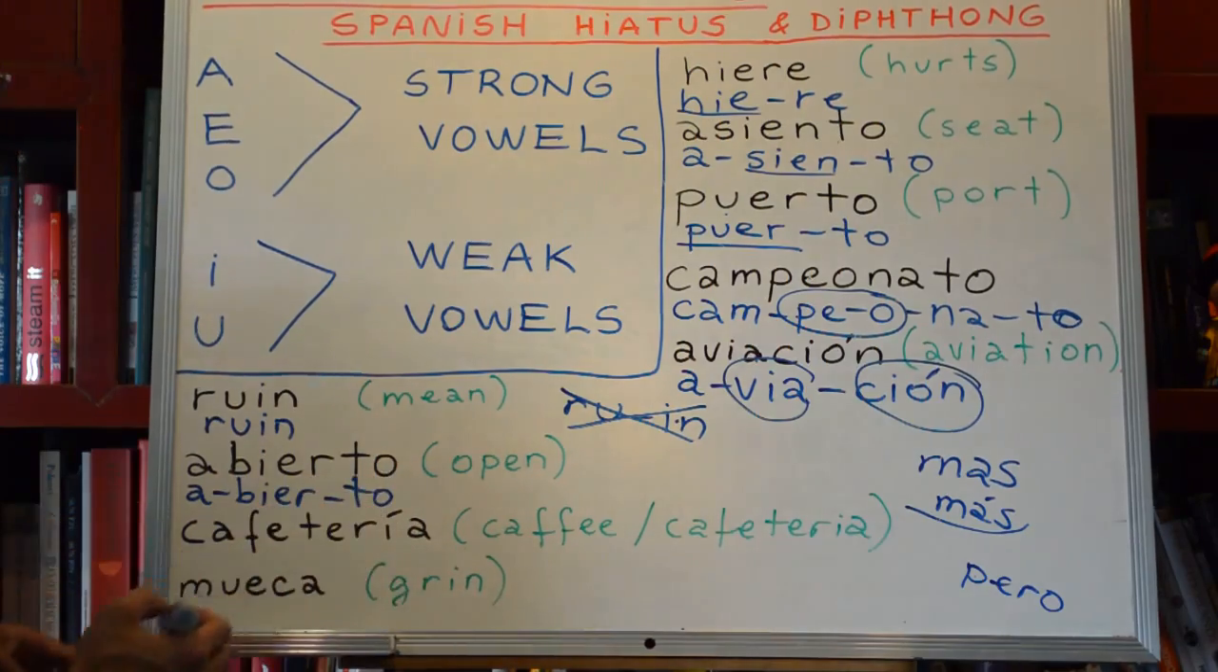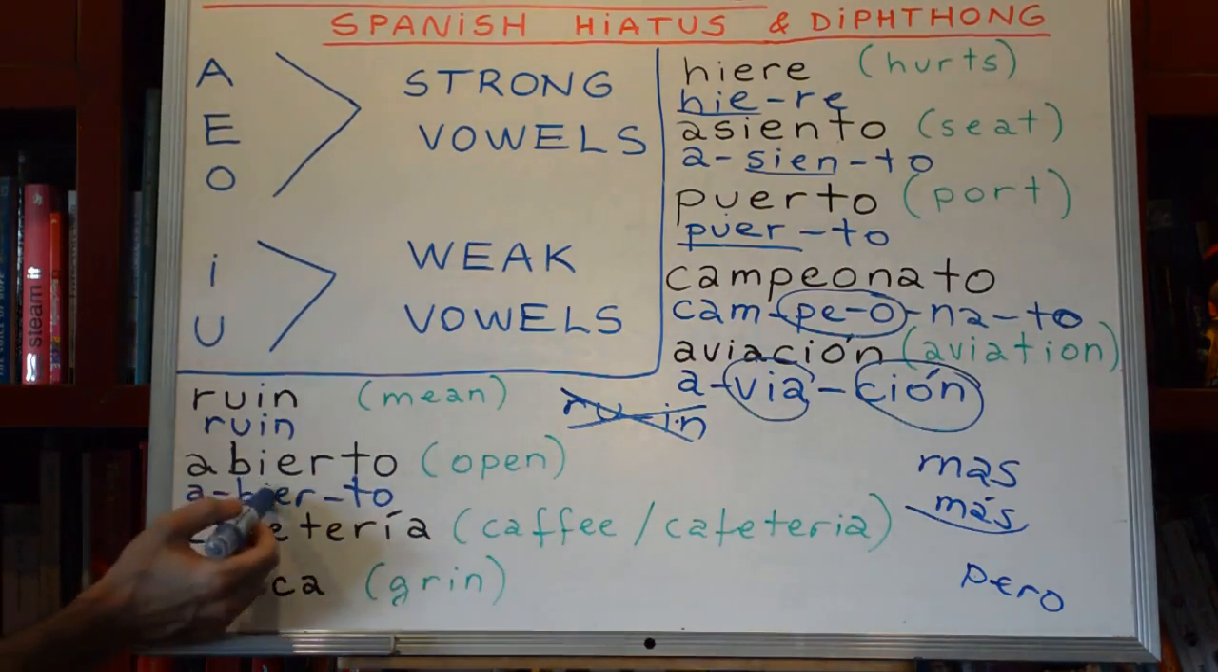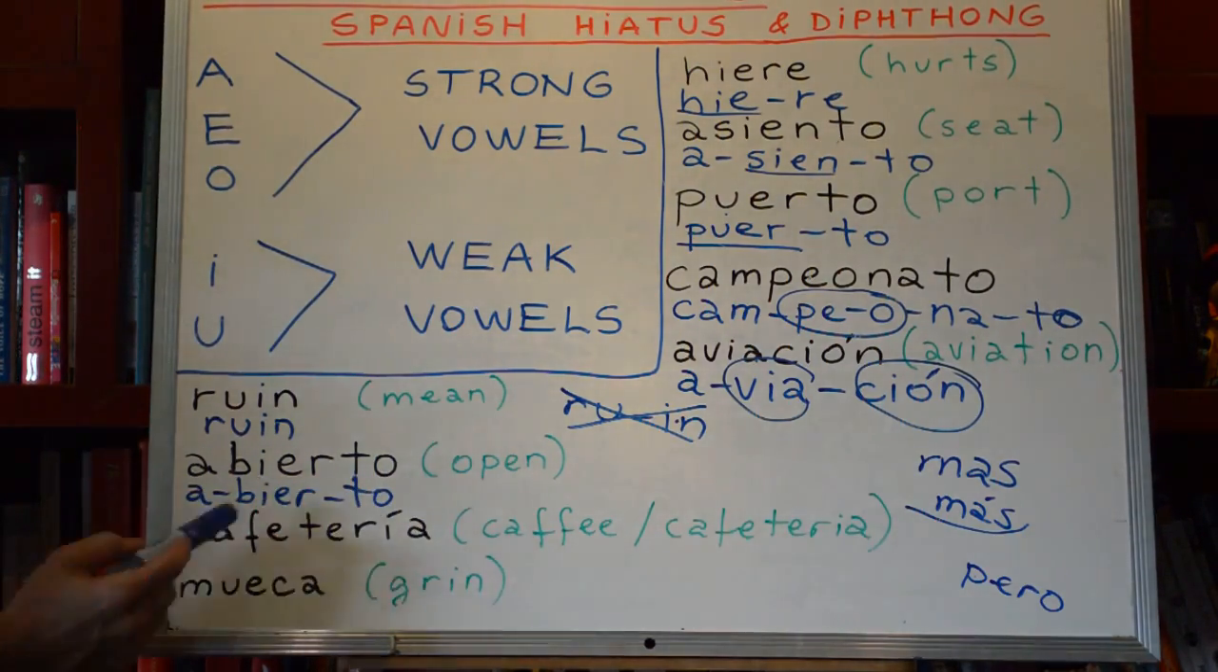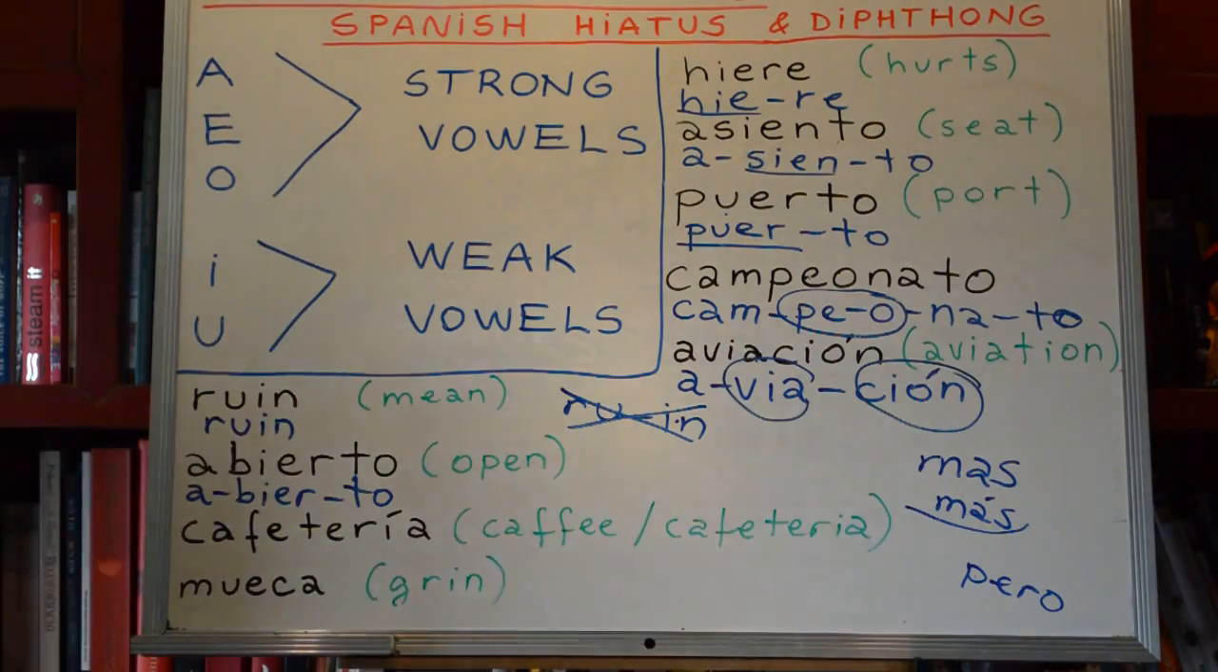Abierto. These two cannot be separated because the weak vowel cannot stay alone.